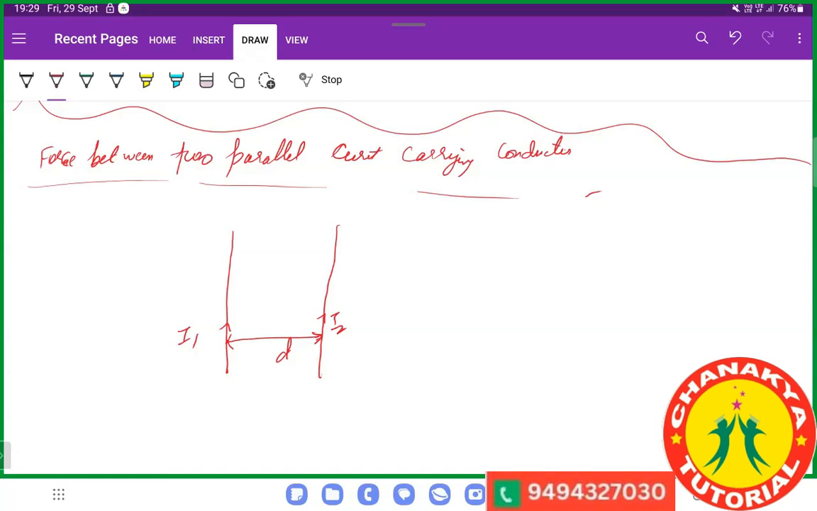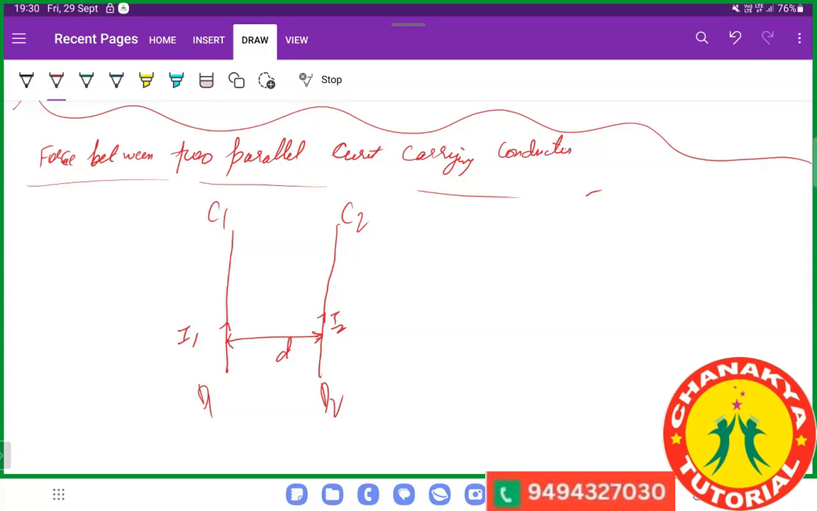Now let's give them names: C1 D1, C2 D2, or B1 B2, whatever name. Now there will be a force of attraction between them because both currents are flowing in the same direction, so there will be an attractive force. If the currents are flowing in opposite directions, in short anti-parallel, there will be a repulsive force. Same direction, attractive. Opposite direction, repulsive.